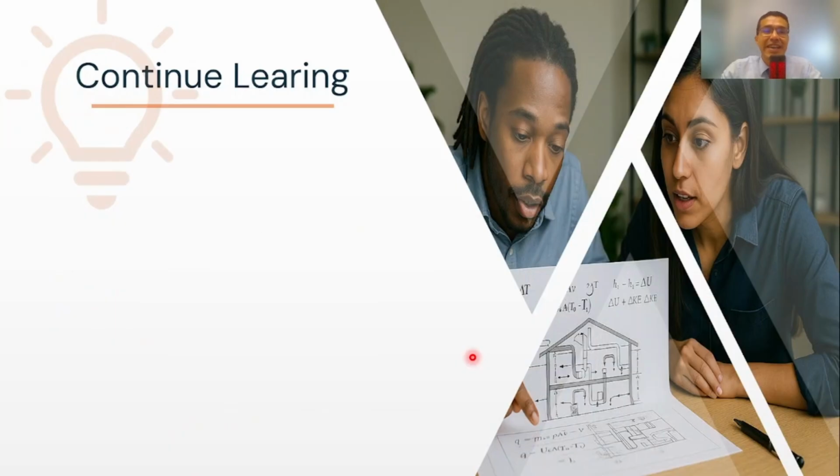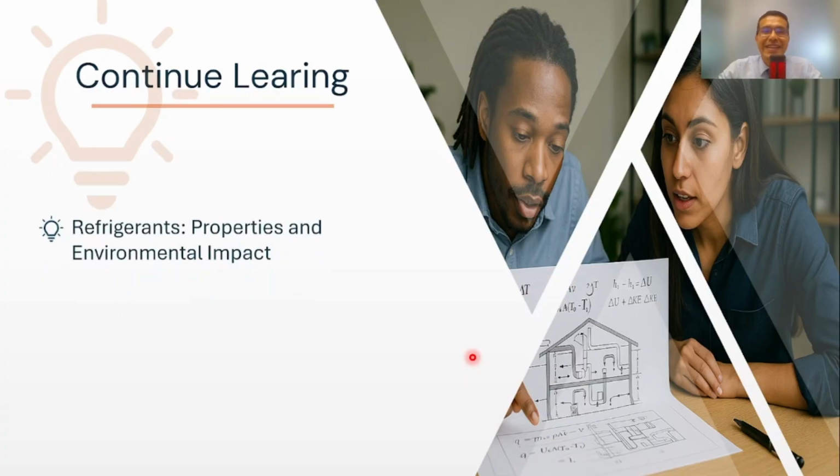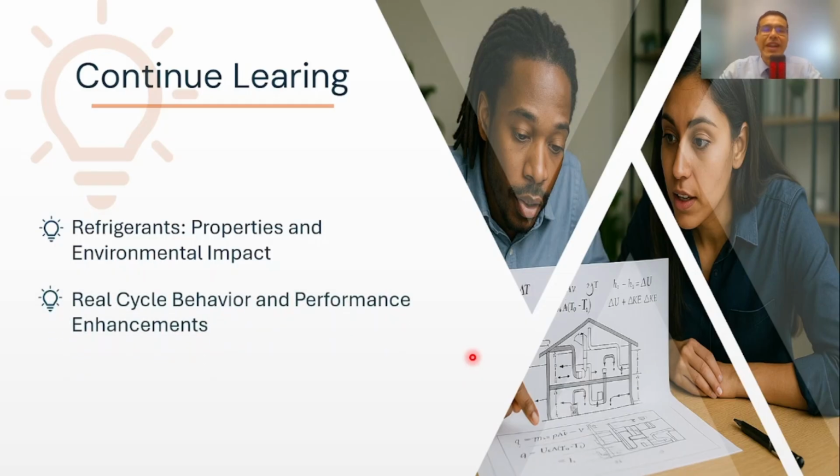Now that you've seen how the vapor compression cycle works and how we evaluate its performance, it's time to explore the details that make each system unique. In the next video, we'll take a close look at refrigerants, the fluids that circulate through the cycle. We'll compare their thermodynamic properties, safety classifications, and environmental impacts, including global warming potential and ozone depletion potential. Then we'll study real system behavior, identifying how real-world deviations affect performance and what improvements can be made through subcooling, superheating, and optimized component design.